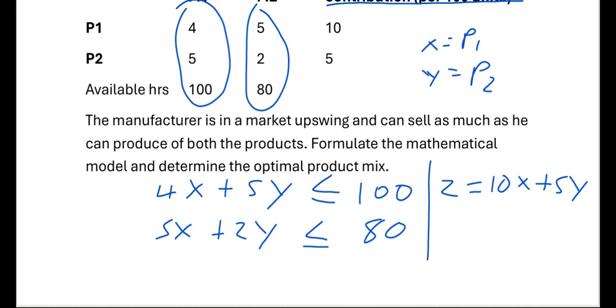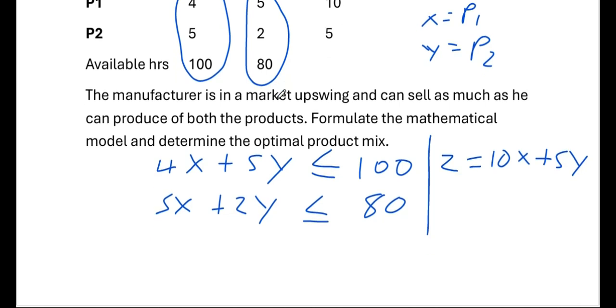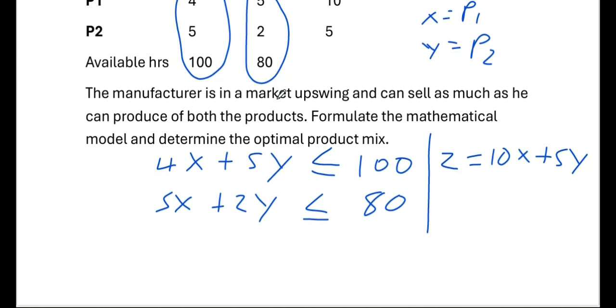Something else that you need, of course, to put is you cannot have a negative P1 and you also cannot have a negative P2. That also means you cannot have a negative x and a negative y. That means we need to put a non-negativity condition. So what is a non-negativity condition? Just a condition saying that x and y must be greater than or equal to 0. That means you cannot have a negative product x, you cannot have a negative product y.